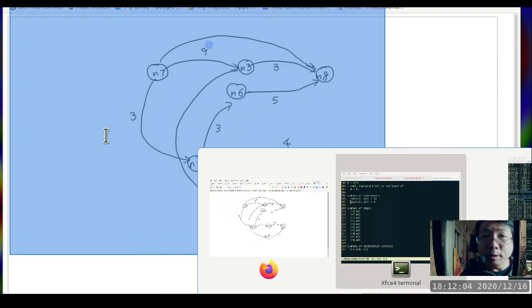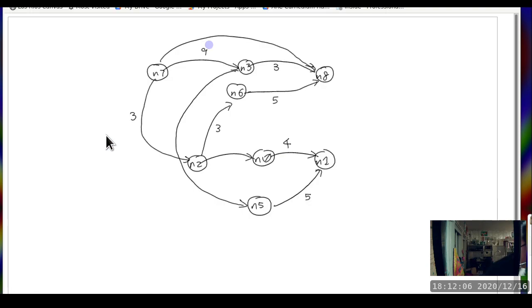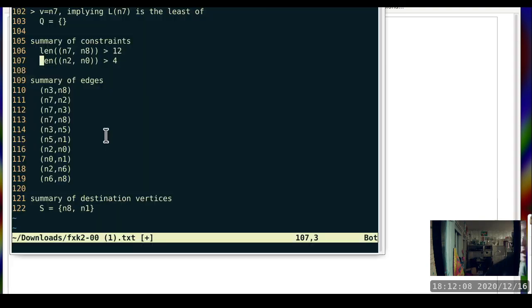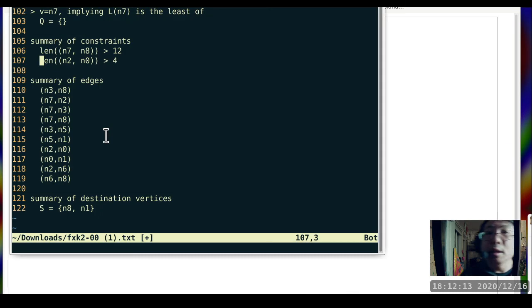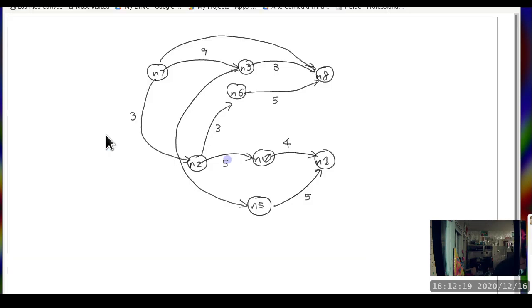Oh, which one are we talking about? N2, N0. So N2, N0 can be 5. And then N7 and 8 can be 13. N7 and 8 is going to be a 13 over here. All right, so this is supposed to work. So we will do a quick check, whether this works or not.